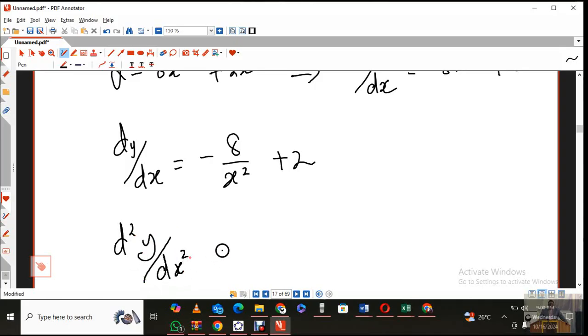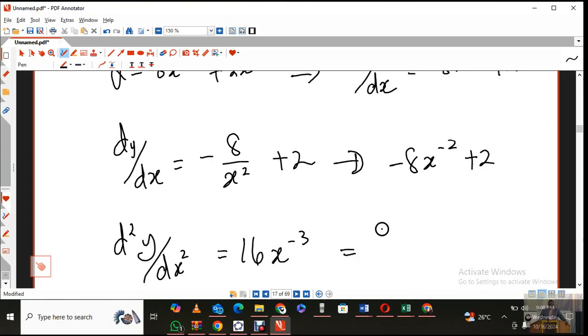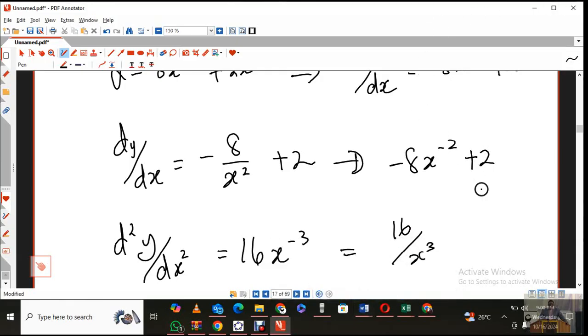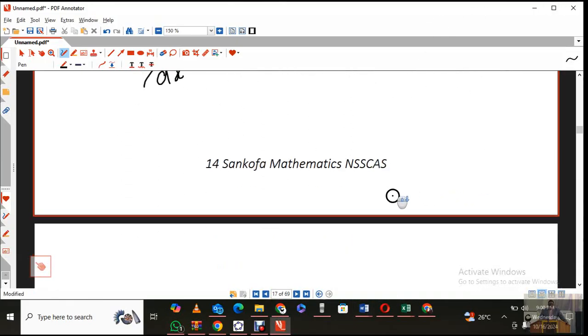d2y/dx squared. Again, to rewrite it: minus 8 x raised to the power negative 2 plus 2. Negative times negative makes it positive 16. Then you reduce the power by 1, so it's negative 3, and the derivative of the constant is 0. So this is 16 over x cubed. That's the second derivative, which is what they were asking.